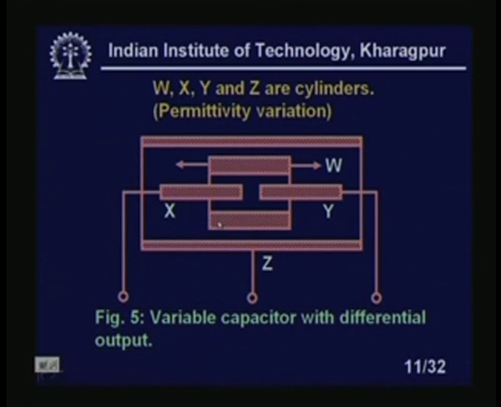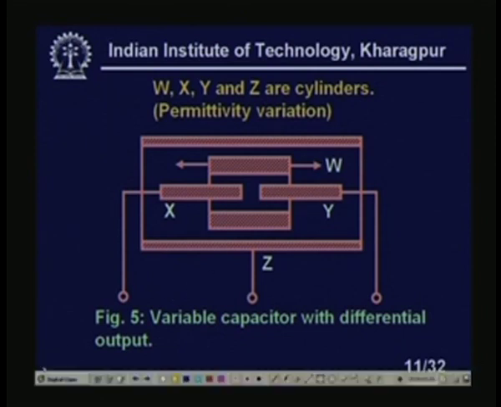Similarly, if this dielectric W is shifted to the right hand side, then what will happen? If I shift it to the right hand side, the capacitance between Z and Y will increase because I am getting more dielectric medium, and the capacitance between X and Z will decrease because I will get less dielectric medium. So again I am getting a differential output.